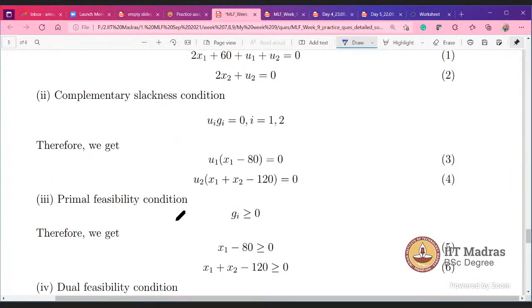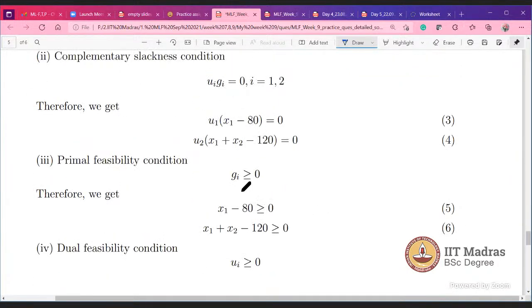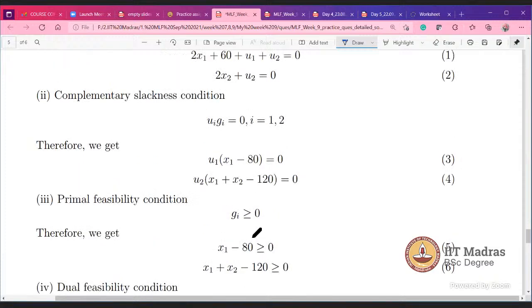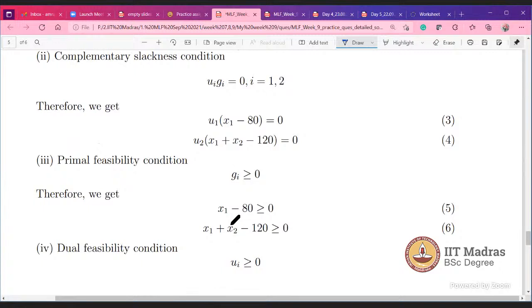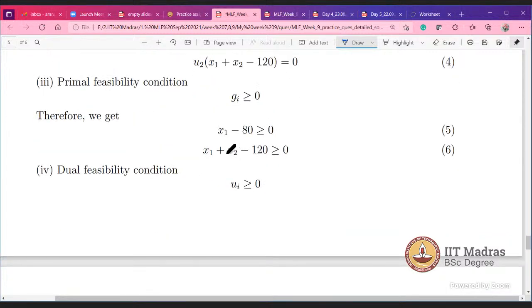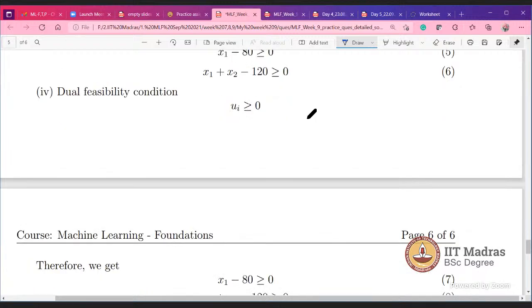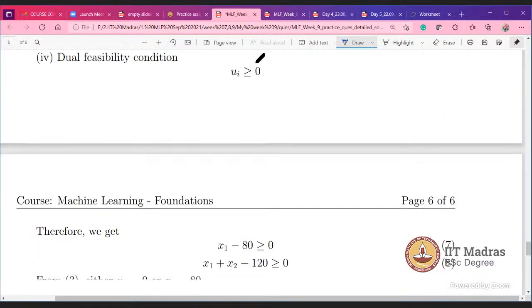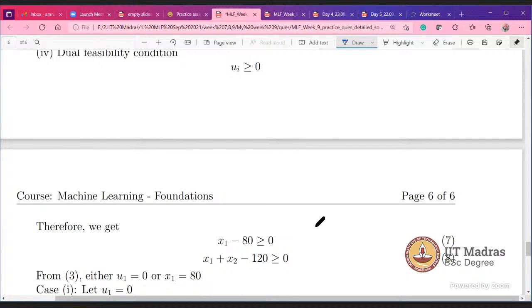The other 2 conditions are for verification purposes, because we cannot solve for any values from them, as they are inequalities, either greater than or equal to 0. After finding x1 and x2, we can check whether they satisfy these 2 conditions. So simply, I have written the equations.